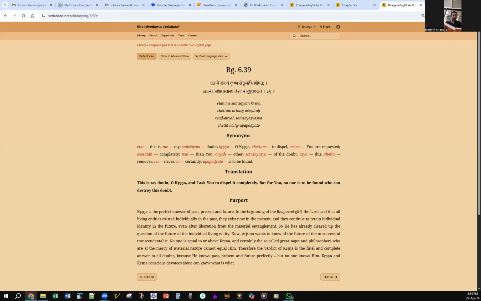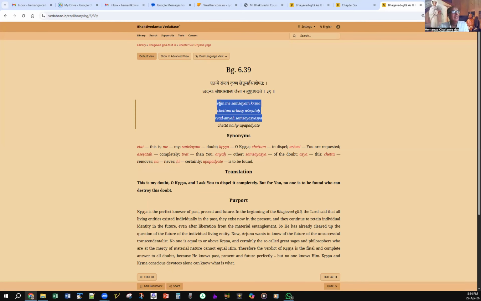All right, Prabhu. I'll try my best. Etan me sanshayam Krishna chetum arhasi asheshataha, tvad anya sanshayasya chetta na hi upapadyate. This is my doubt, O Krishna, and I ask you to dispel it completely. But for you, no one is to be found who can destroy this doubt. Thank you, Prabhuji. With your permission, can I reread the verse? Yes, Prabhu, you tried your best.